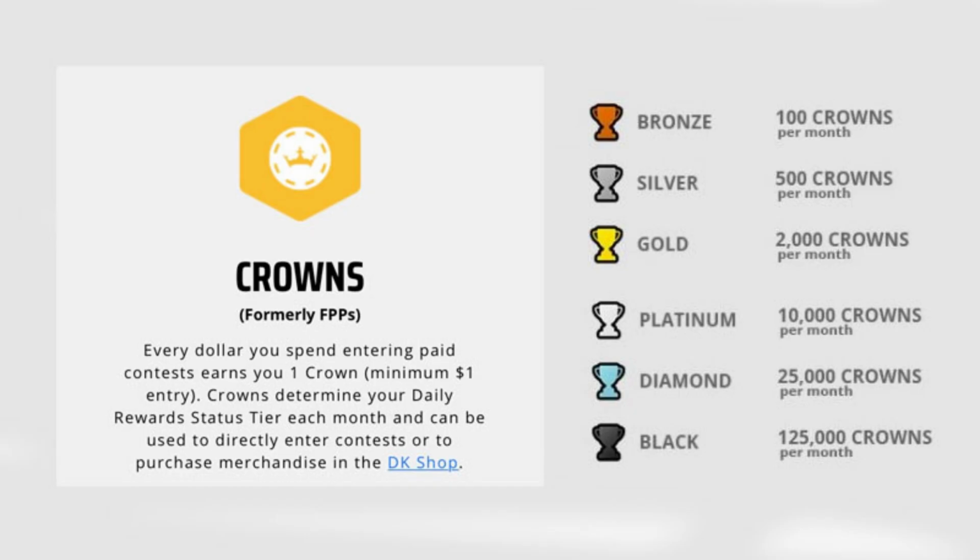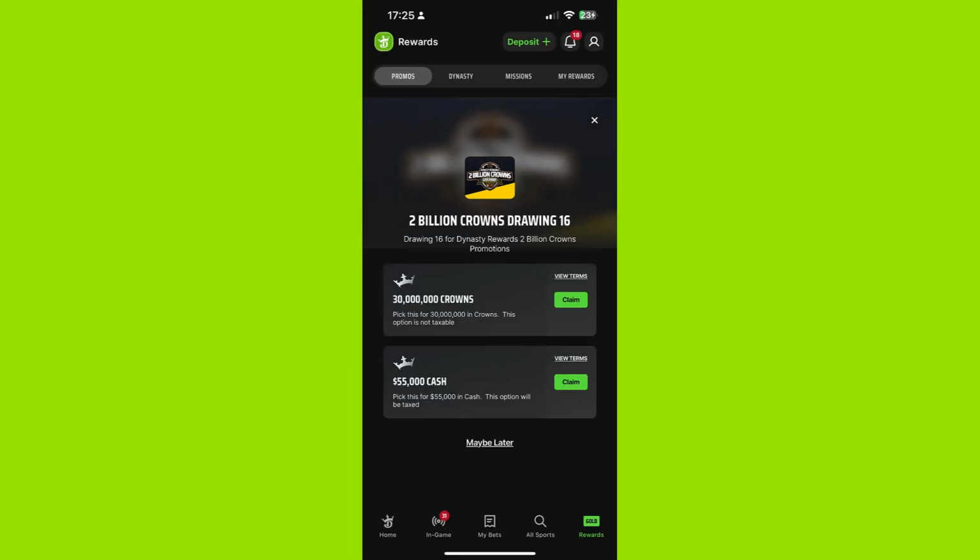Crowns are reward points you earn by playing contests, placing bets, or completing certain activities on DraftKings. Next, go to the Rewards or Crowns section. Here you will see all available rewards you can redeem using your crowns. You can use crowns to enter special contests. You can also exchange crowns for bonus bets, free entries, or other rewards depending on what is available.